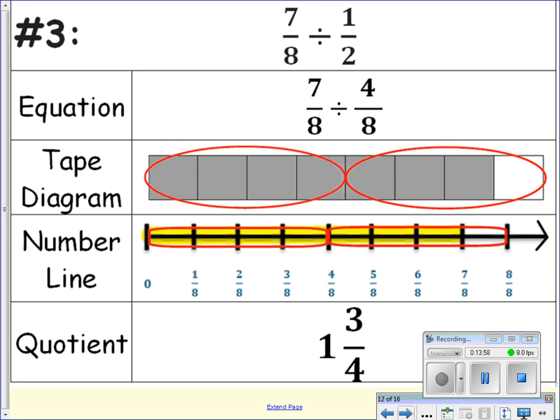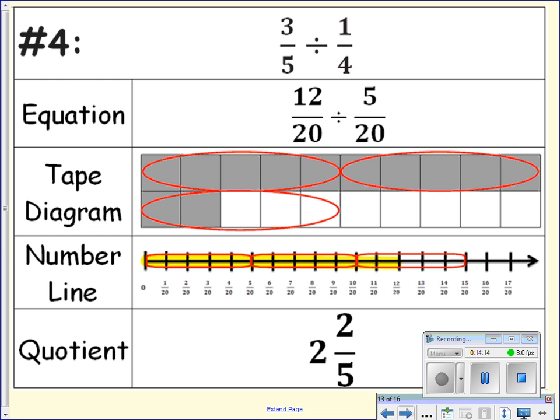And number 3, 7/8 divided by 4/8 is your equivalent fraction. Check that you have the correct tape diagram and the correct number line. Since it's a proper fraction, we just have one tape diagram that shows 7 out of 8. And number 4, 12/20 divided by 5/20. The quotient is 2 2/5. Instead of drawing 20 all the way across, this is one tape diagram, 10/2, but it's still one tape diagram because all the boxes are connected and grouped together.